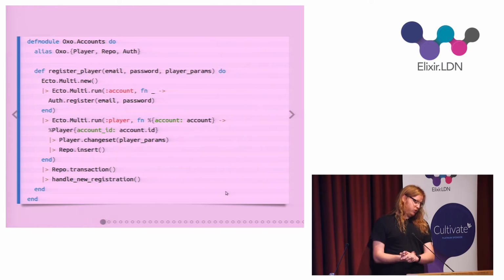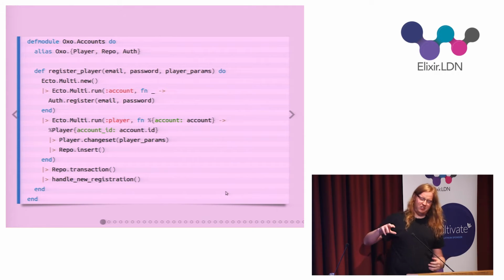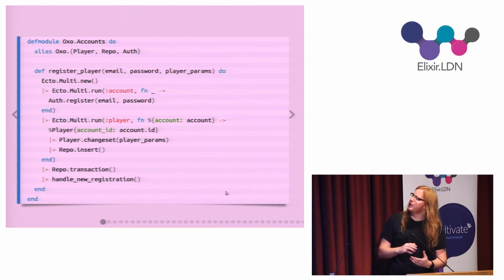Then we've got this Accounts module, and in here we've got this register_player function, which takes an email, password, and player params. I'm using Ecto Multi here because I wanted to talk about it, and I need to crowbar it in somewhere. This works the same way as the transaction before, but Ecto Multi, you can think of it like a pipeline for your database.